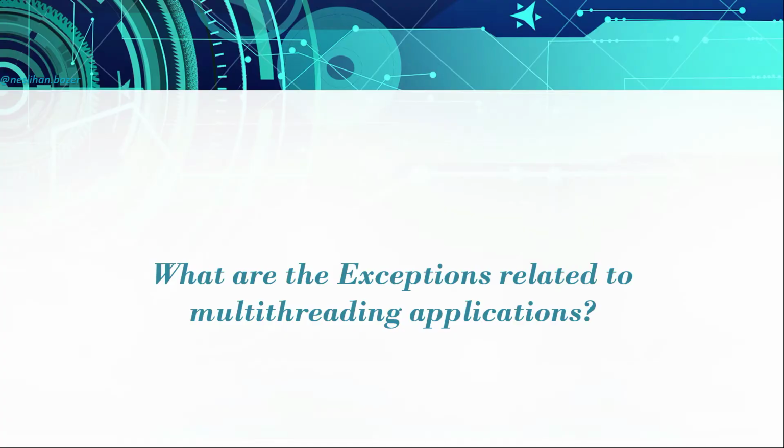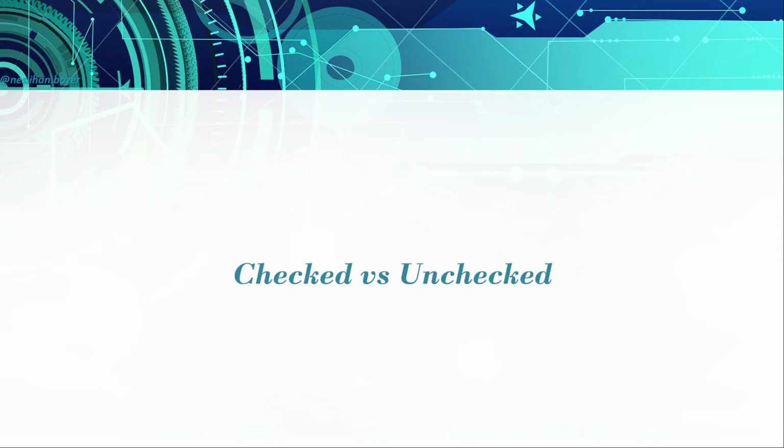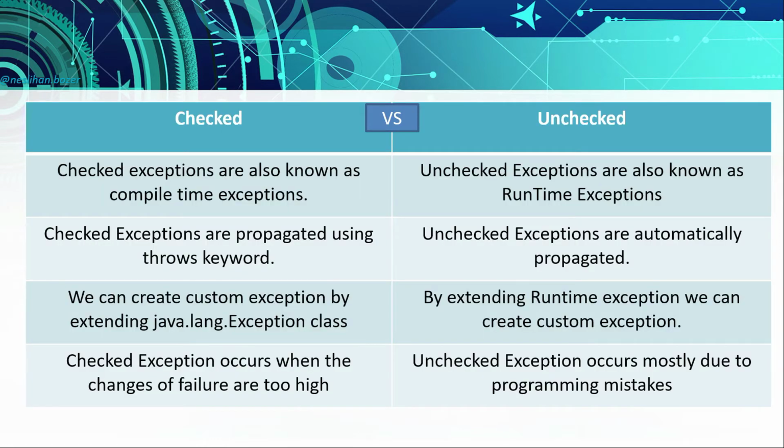What are the exceptions related with multithreading applications? Exceptions in Java can be classified as checked and unchecked exceptions. With checked exceptions, the compiler forces us to take action, either by handling them with try-catch or by listing them to the caller in the method's throws clause. In contrast, an unchecked exception can occur anywhere in the program, such as an out-of-memory condition.